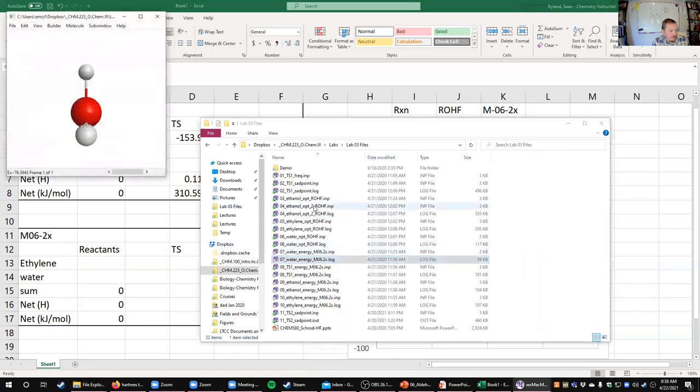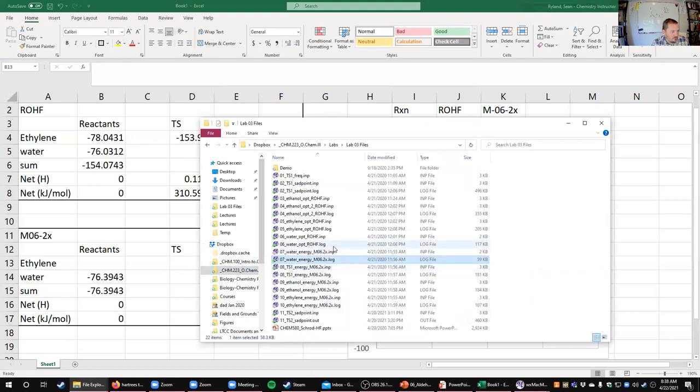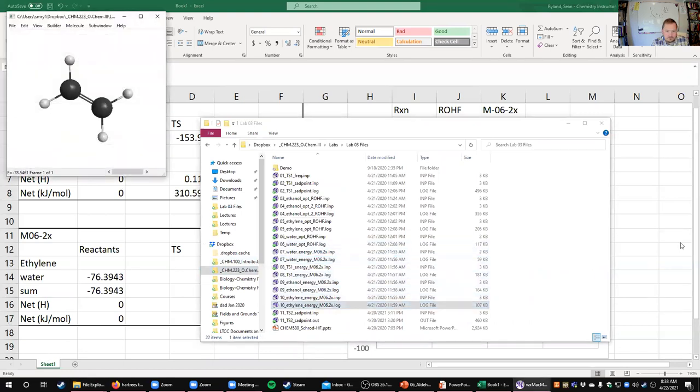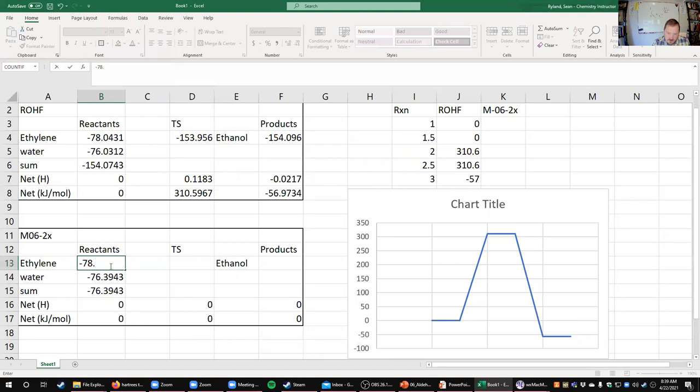I just start pulling out the energy. So for water, -76.3943, and ethylene, -78.5461. You notice that they're significantly different than the numbers we got for ROHF. Because we're using a different calculation method, we're going to get different numbers here. And that's what's going to give us a different potential energy surface as well.